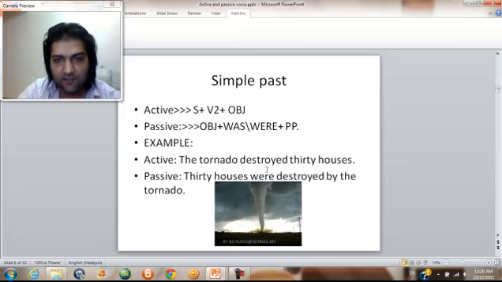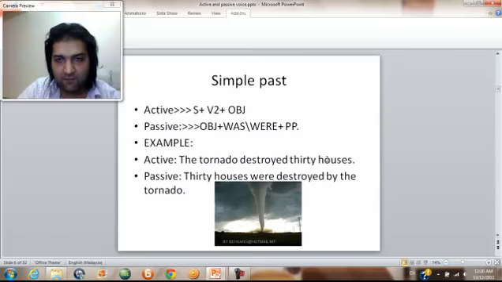The tornado destroyed 30 houses. Well, first step, what's the tense in this sentence? It's simple past tense because of the -ed here. The past form of the verb shows that. 30 houses is our object and the tornado is our subject. So we don't have anything to do with the tornado here.